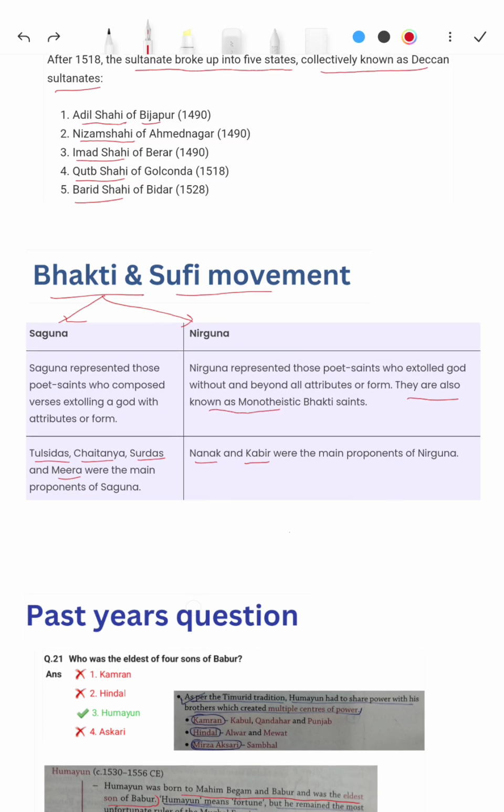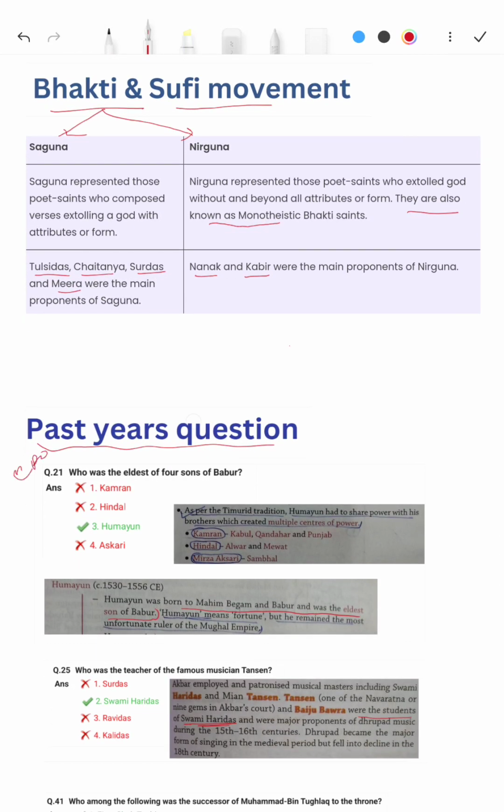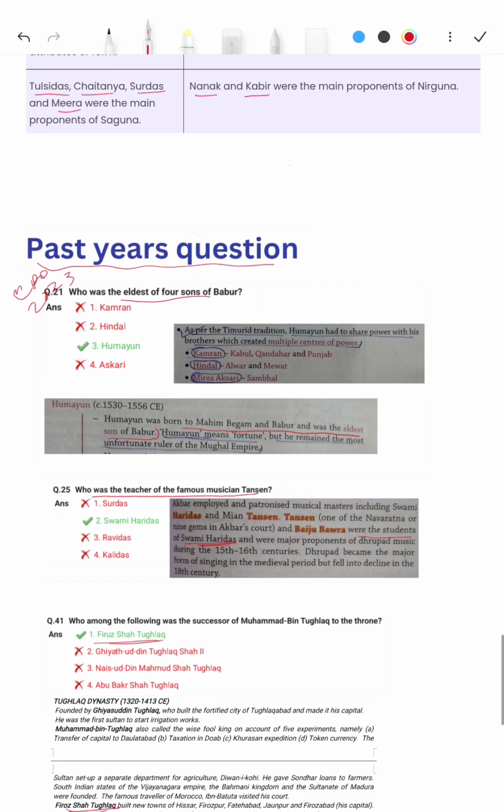Then we have the past year questions. SSC CPO 2023 questions. Who was the eldest of the four sons of Babur? Then who was the teacher of the famous musician Tansen? Who among the following was the successor of Muhammad bin Tughlaq to the throne? If you have not understood the questions here, you can check my detailed explanation of these questions from my previous video, that is SSC CPO GK Analysis 2023.